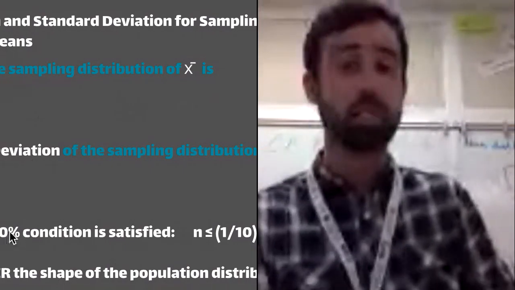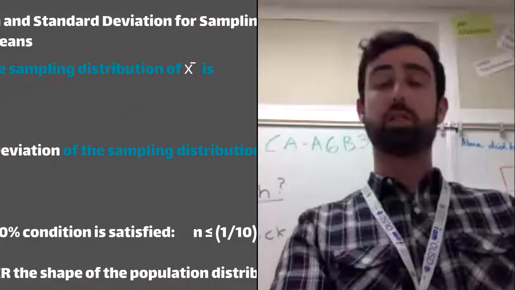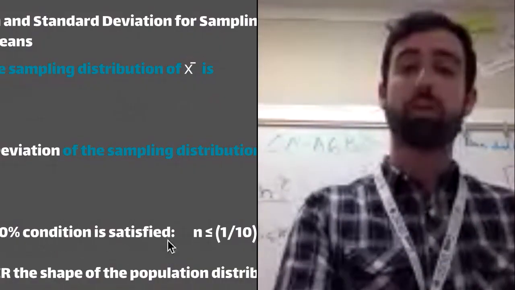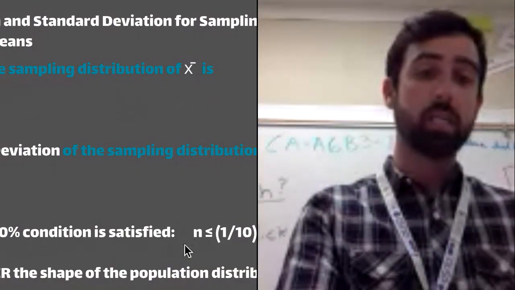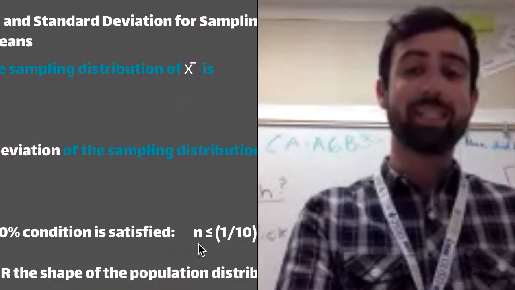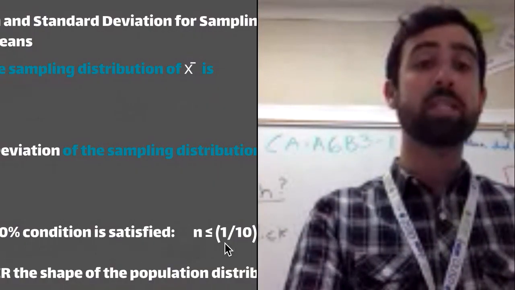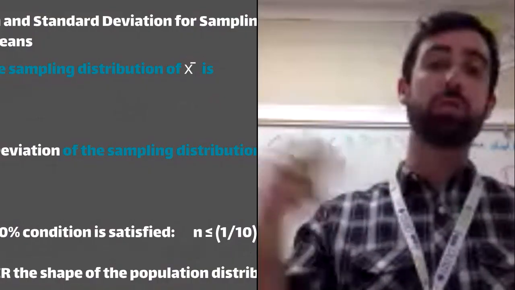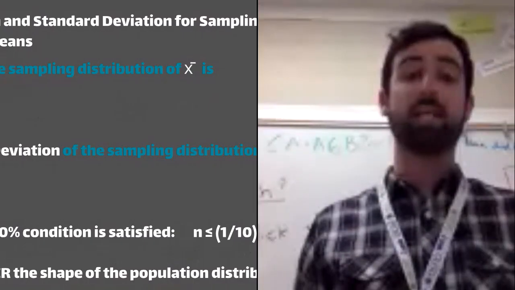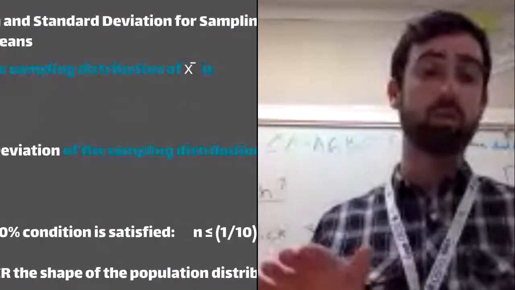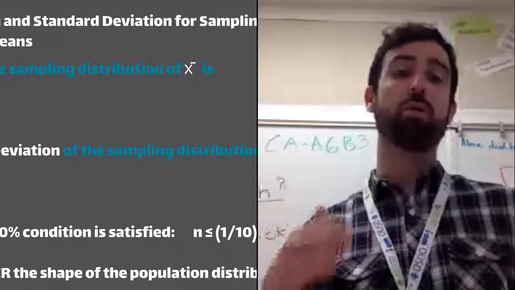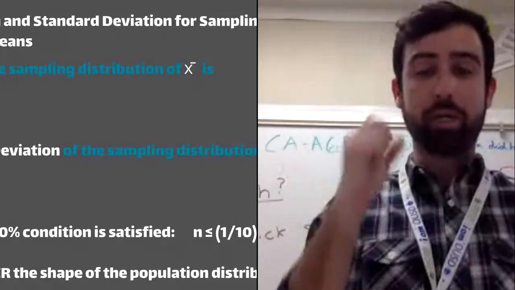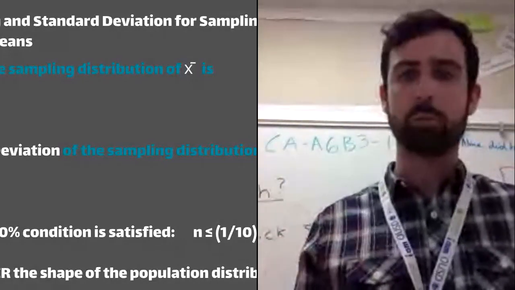As long as the 10% condition is satisfied. So this is a little asterisk I like to throw in because students need to know, right? If your sample size, which is small n, is less than or equal to 1/10 of your population, then you're good to go and you can use this standard deviation formula. If that's not the case, then that is not true. That is not accurate for your standard deviation. And I'll show you an example because sometimes it might be a little tricky.